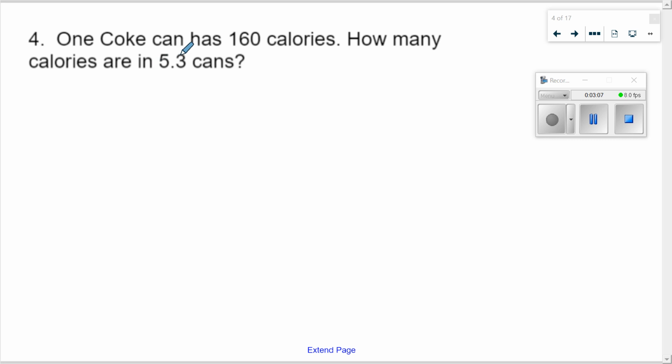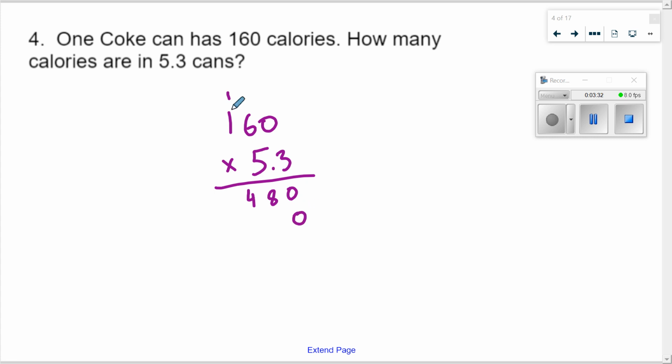Next question. 1 Coke can has 160 calories. How many calories are in 5.3 cans? Once again, it's a multiplication problem. 5.3 times 160. All right, so this first row would be 3 times 0 is 0. 3 times 6 is 18. Carry the 1. 3 times 1 is 3, plus 1 is 4.